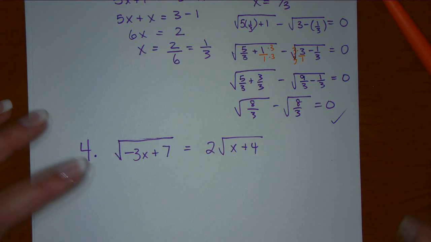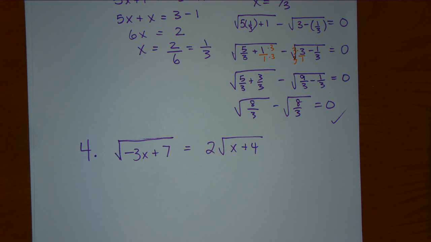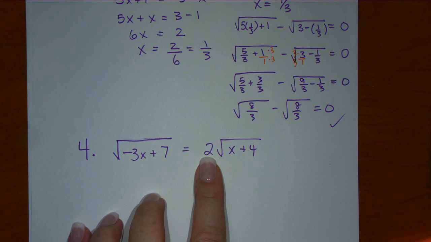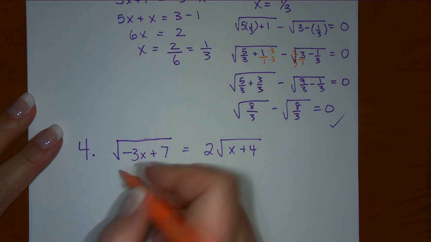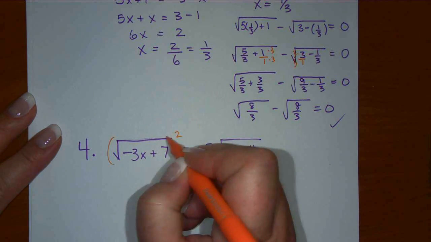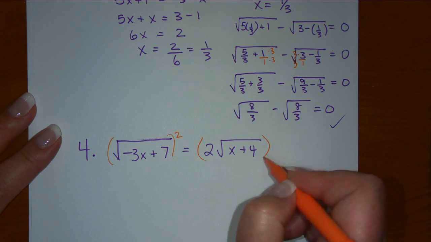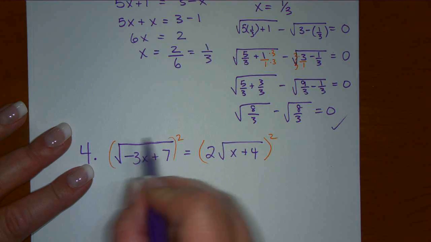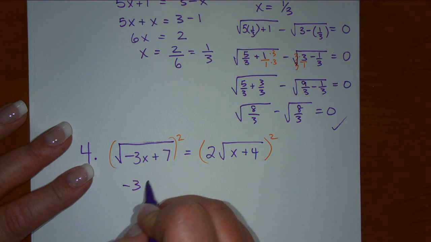All right. So what did I change here? How is this one different? The 2 in front. So that needs to be squared as well when you square both sides. So when we square both sides here, you're going to square that, and you're going to square that whole side. So not just the radical. So what do we end up with when we square it? This one will cancel because it is just a radical. So minus 3x plus 7.